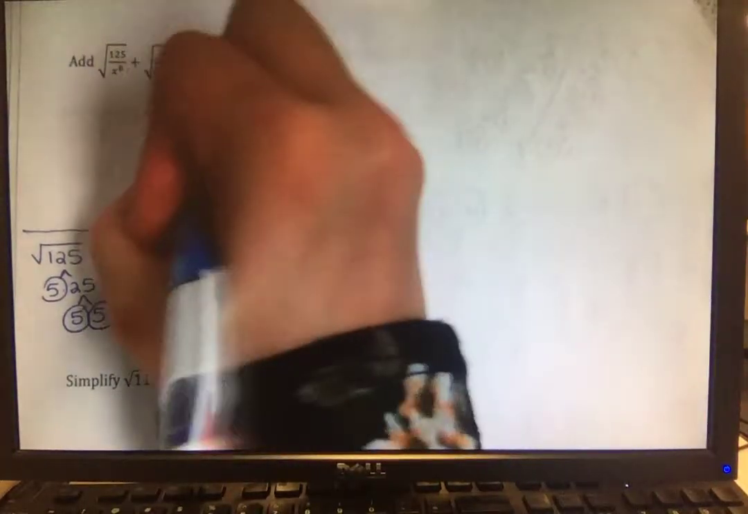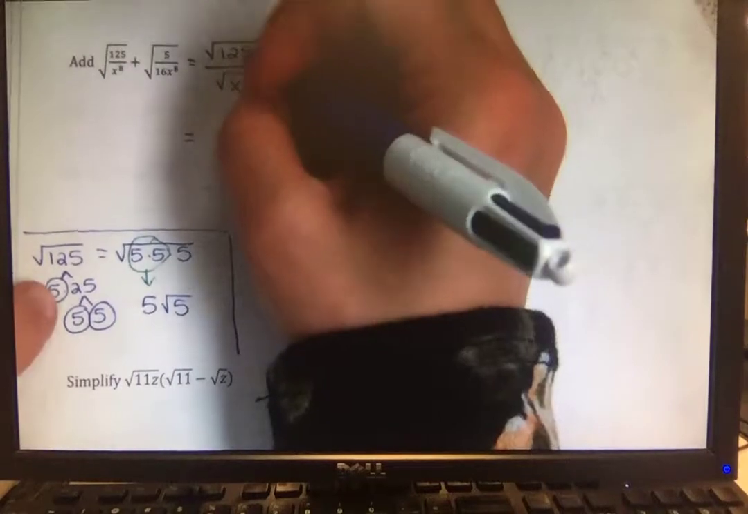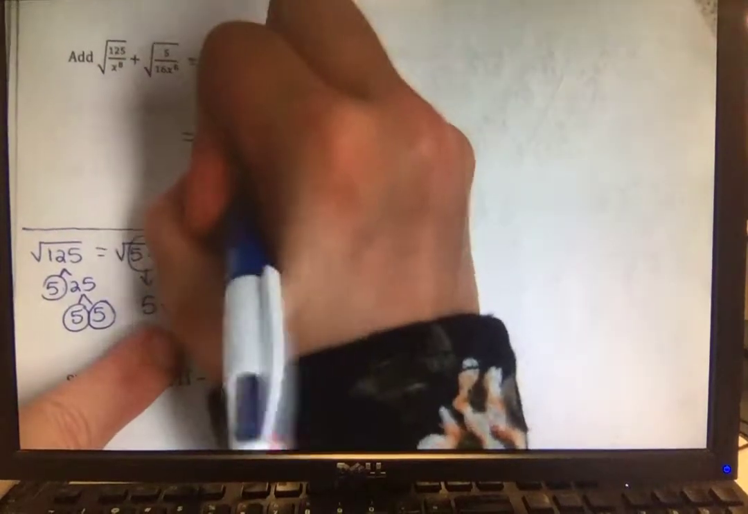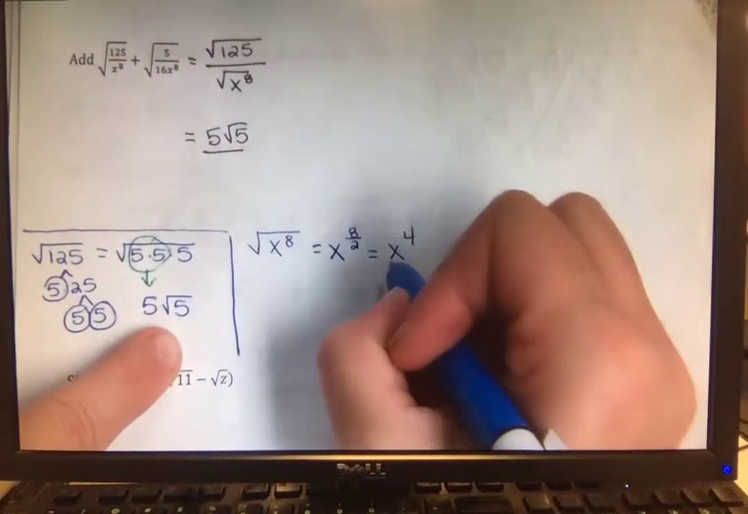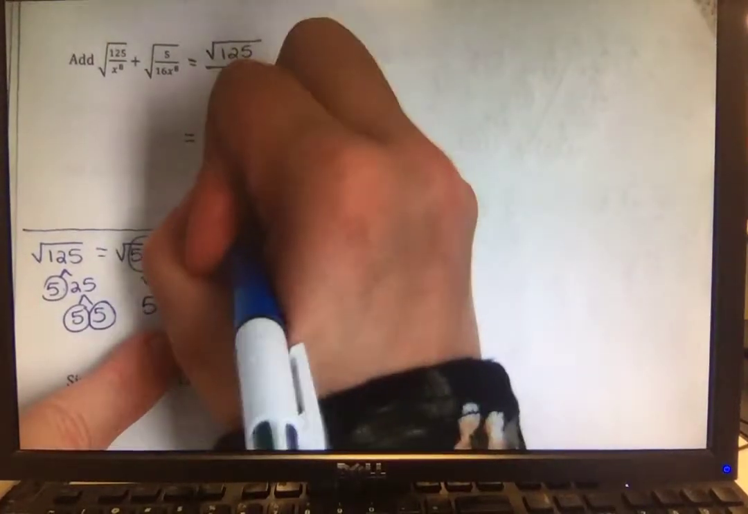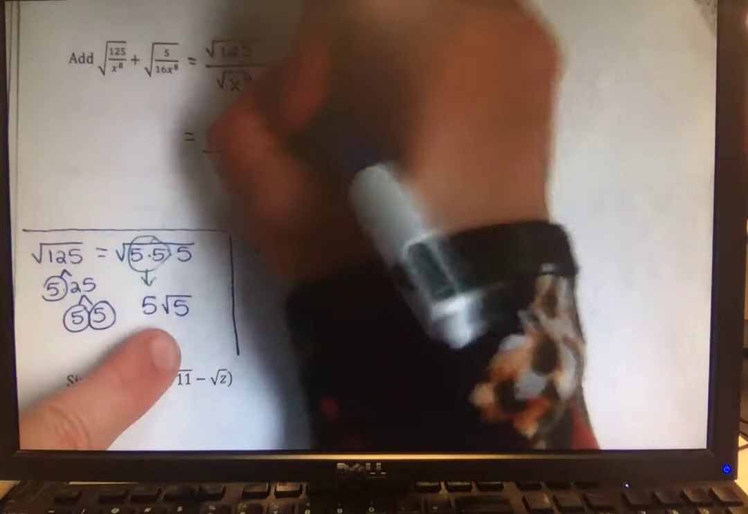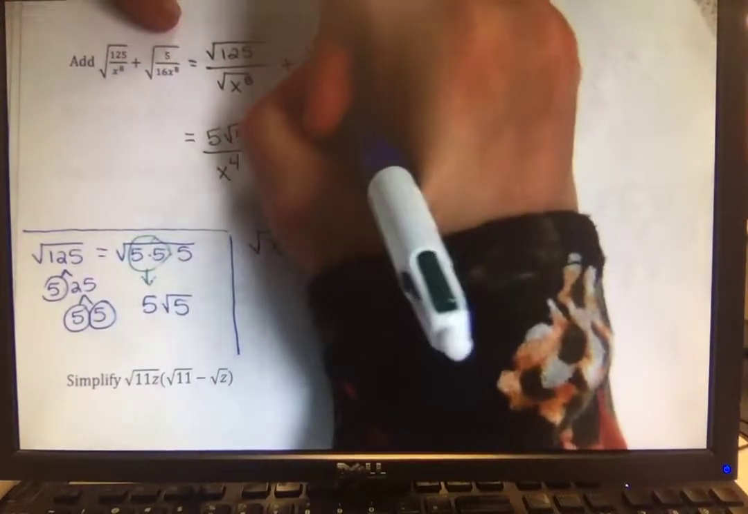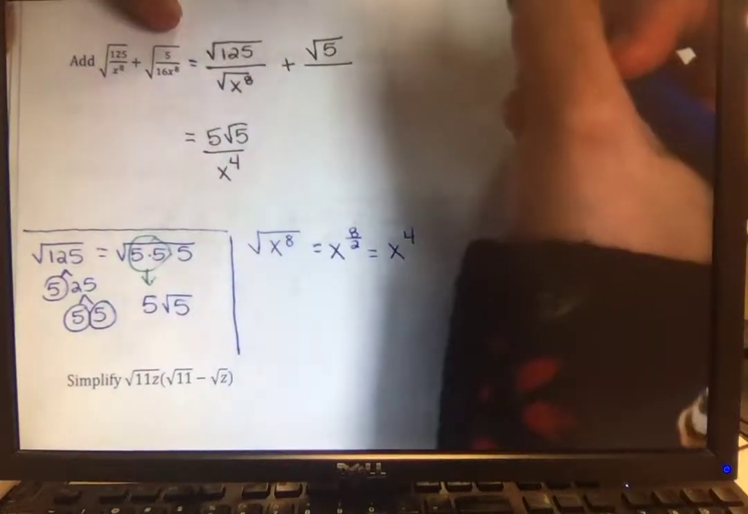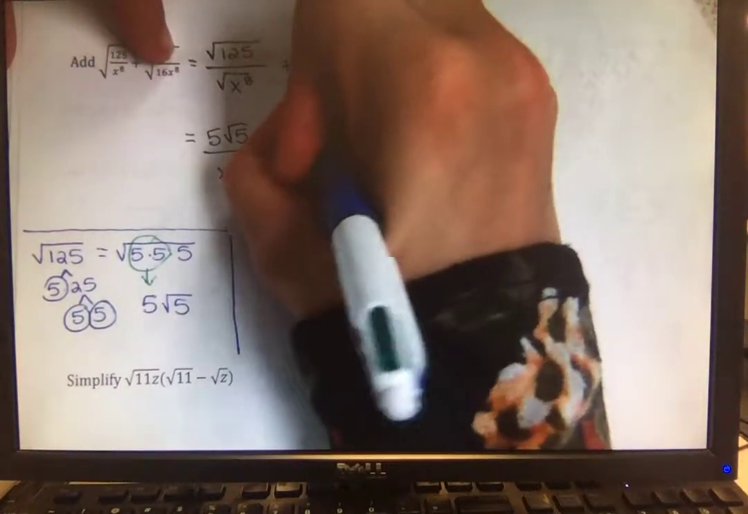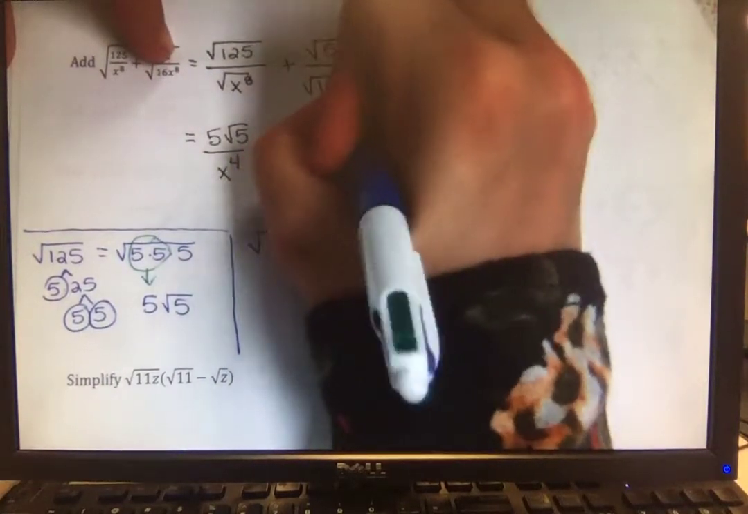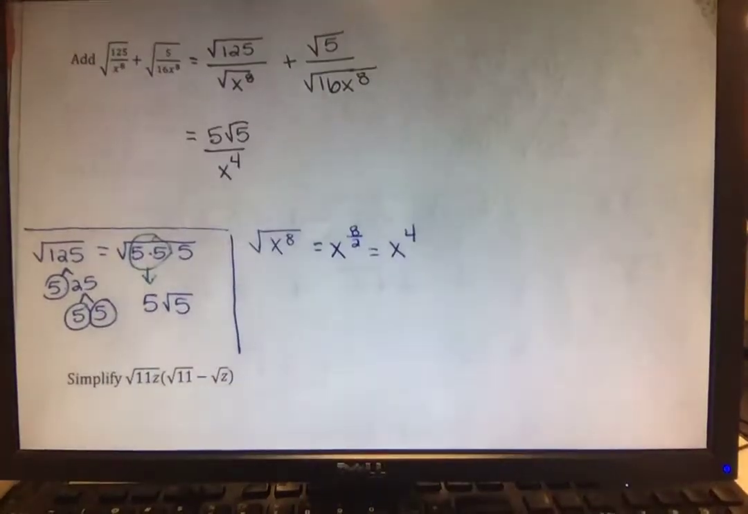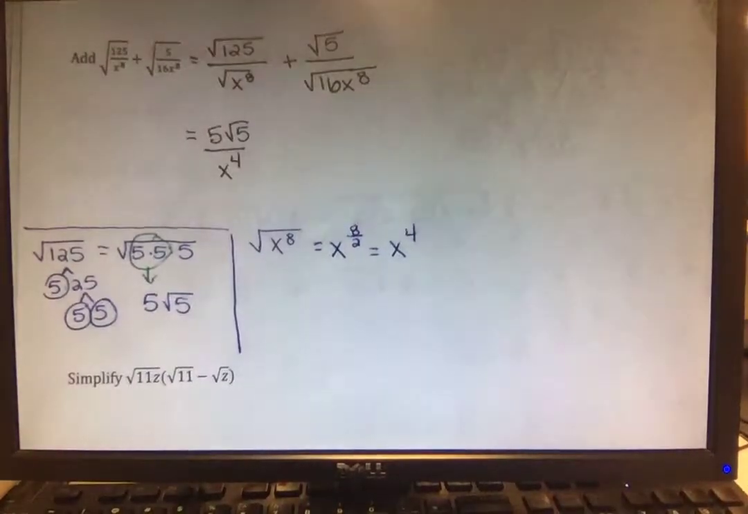So we know this simplified, the square root of 125 simplified to 5 square roots of 5 over x to the 8th. The square root of x to the 8th simplified to x to the 4th. Plus, now dealing with the second fraction. Same thing, we can use the quotient rule to split it up and say the square root of 5 divided by the square root of 16x to the 8th. The square root of 5 cannot be simplified.